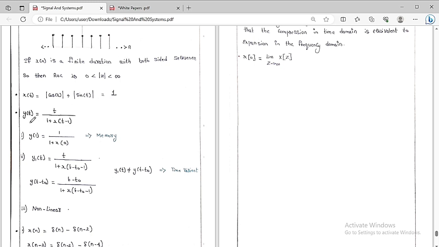Suppose the next problem is y of t is equal to t by 1 plus x of t minus 1, x of t minus 1. So this is the input-output relation of a system they have given.